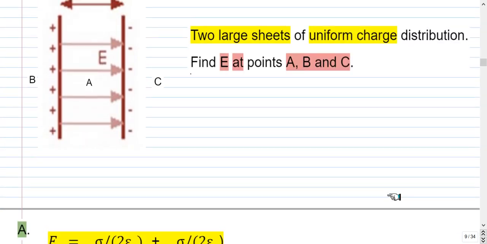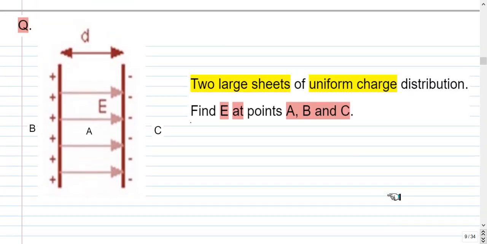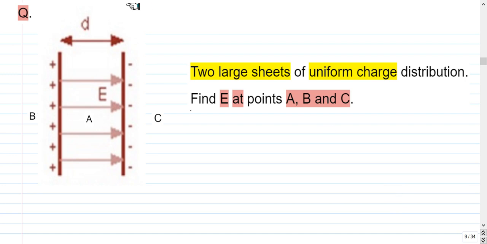We already have a result for the electric field due to an infinite plane sheet. The electric field due to this positive sheet will be in the outward normal direction, and the magnitude of the electric field is uniform at any distance. So the electric field due to the positive sheet at any point in space will look like this. It will be away from the positive sheet, and the electric field due to the negative sheet will be towards the sheet. So it will be in this direction.